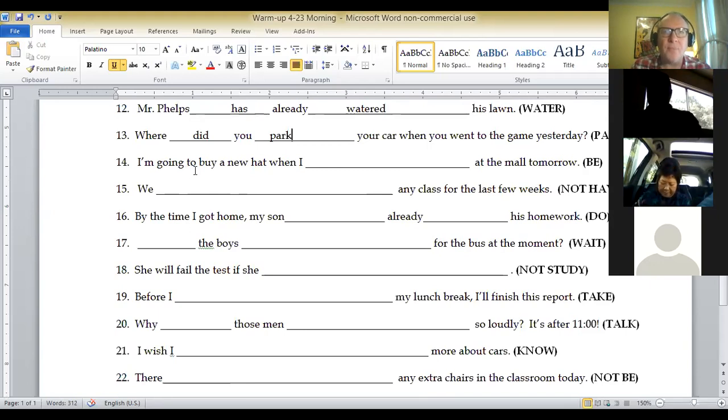Let's see, 14. I'm going to buy a new hat when I what? When I am at the mall tomorrow. Remember, when we have a time clause in future, we use a present tense verb. We're talking about tomorrow, but we use that present tense because we already have future over here. I don't need two futures. Future and present. Those are the partners.